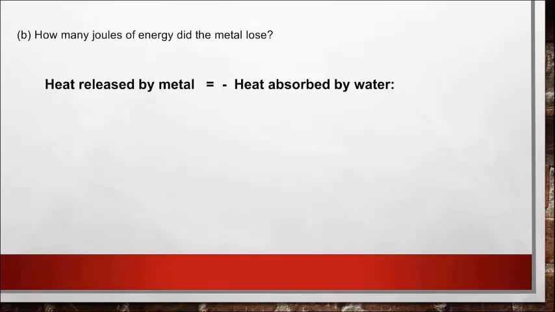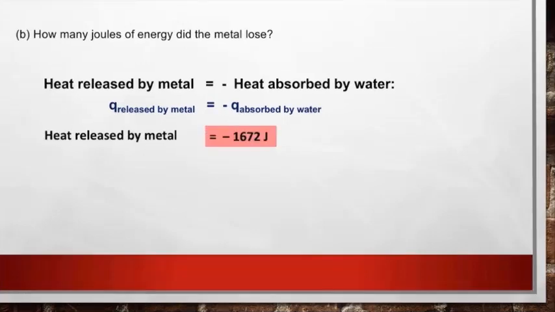Question B asked you to calculate the heat released by the metal. In this case, we have to use this formula in order to determine the heat released by the metal. Heat released by metal is equal to the negative heat absorbed by water. If you remember, this is the formula that I've shown you in the previous slides. Hence, you will get the value of heat released by metal is equal to negative 1672 joule. The negative value indicates that the process is exothermic.